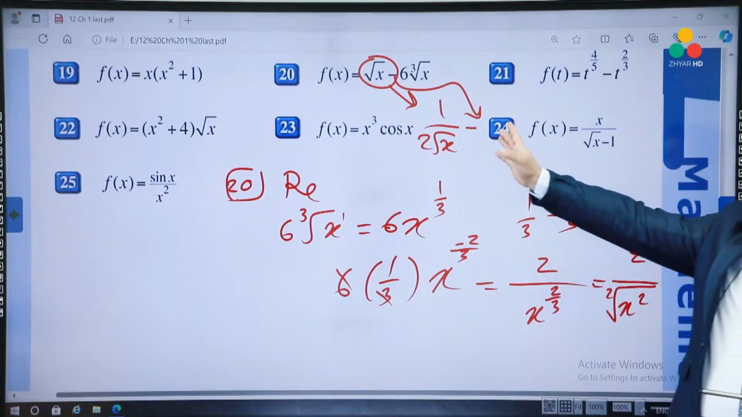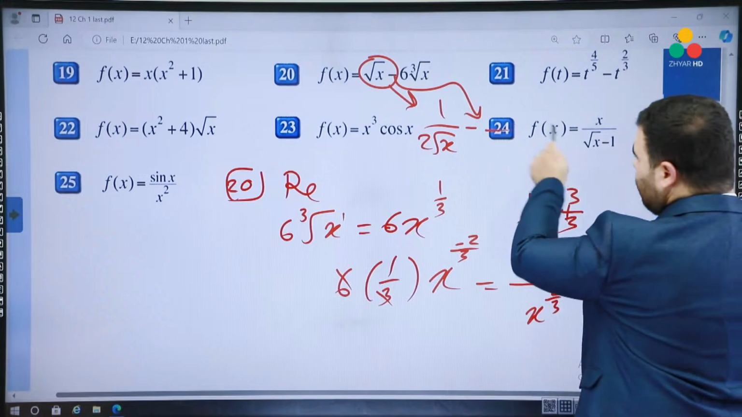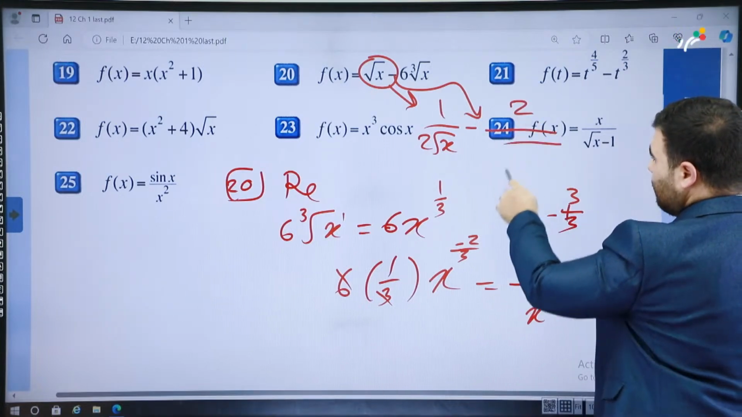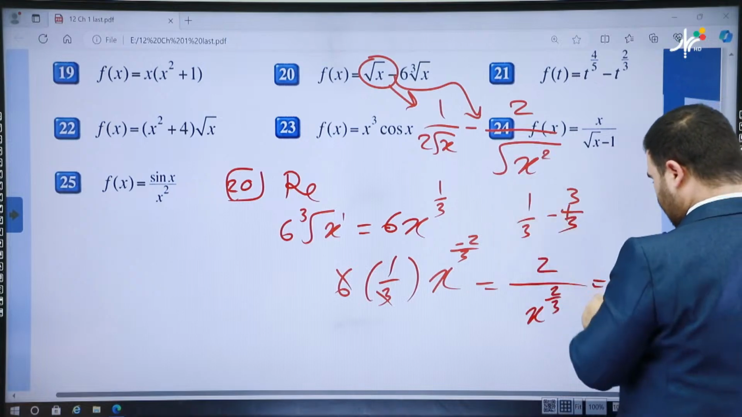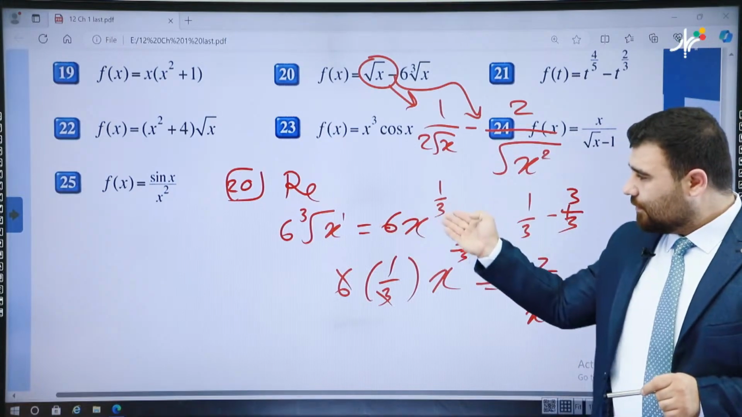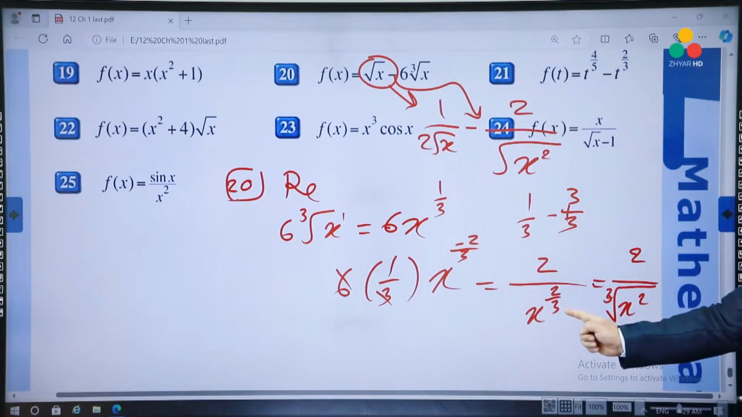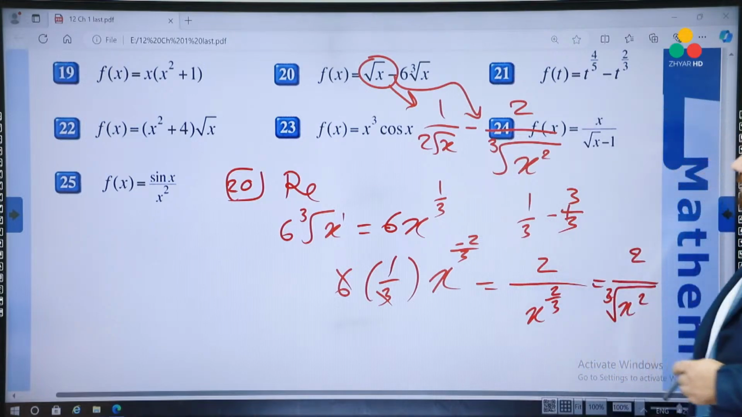We had half of the answer. The other half is this. So we just write it here. 2 over the root of x squared. The upper number is the power of x. The lower number is the power of the root. So this root should be cubic. So it is cubic root of x squared.